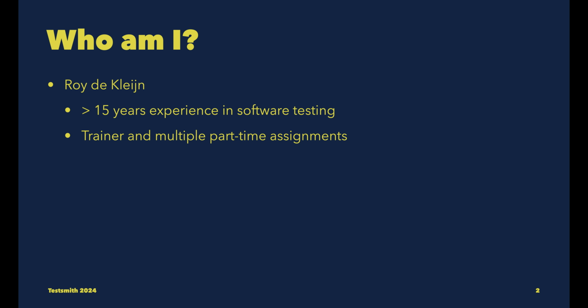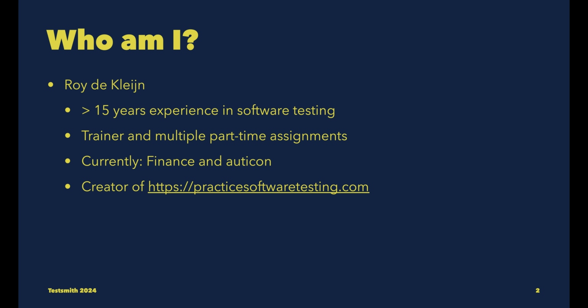My name is Roy, and I have over 15 years of experience in technical software testing. My work includes functional test automation of web applications, mobile applications, and APIs, as well as evaluating the performance of those systems. I'm working as a trainer in combination with some smaller part-time assignments. Currently, some businesses in the finance domain, as well as Auticom. Auticom is the world's largest employer of neurodivergent talent. Besides that, I'm also the creator of PracticeSoftwareTesting.com, an incremental software testing learning application.